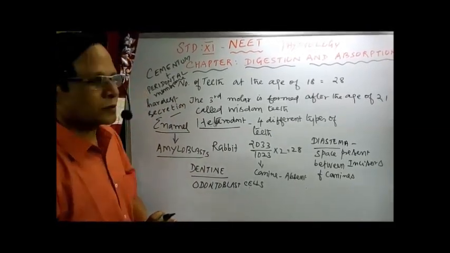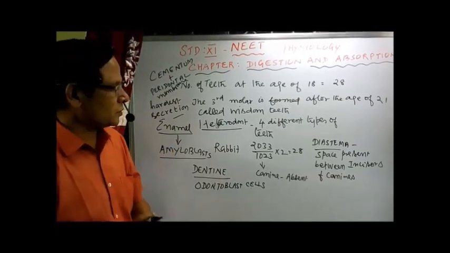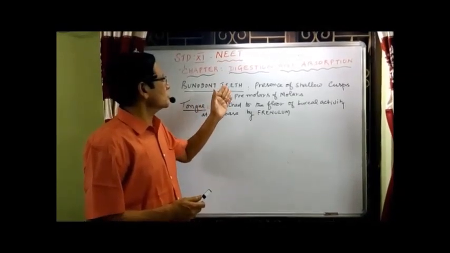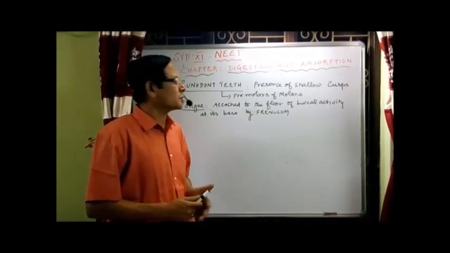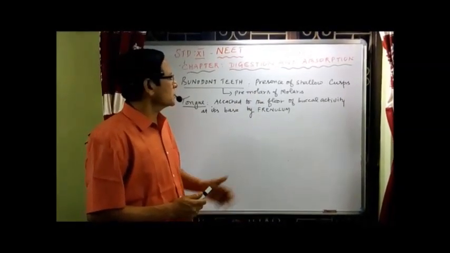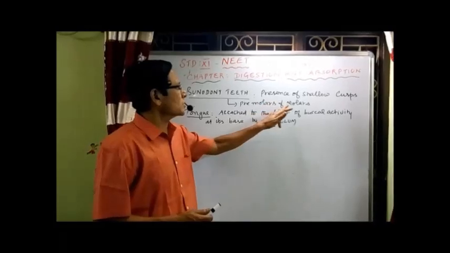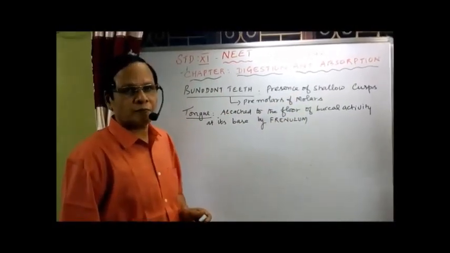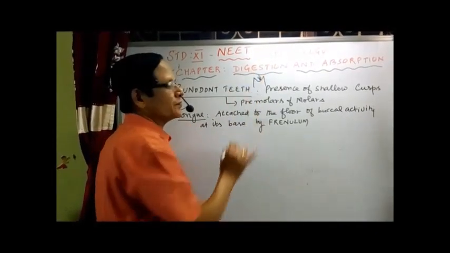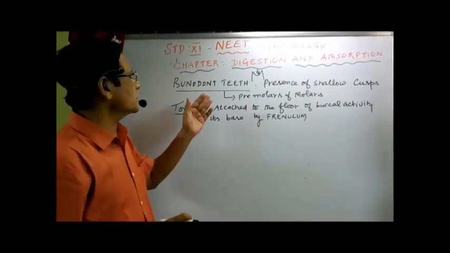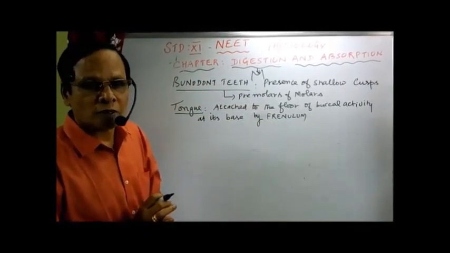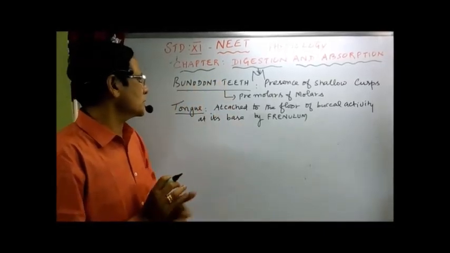Now we have to go for some more information related to the stomach and also other parts of the intestine. Human teeth are also called bunodont teeth. This is because of the presence of shallow cusps. It is not present in all the teeth. The grinding teeth, premolars and molars, are bunodont. Such teeth have a shallow cavity with grooves. Only the premolars and molars, the grinding teeth, represent the bunodont teeth.